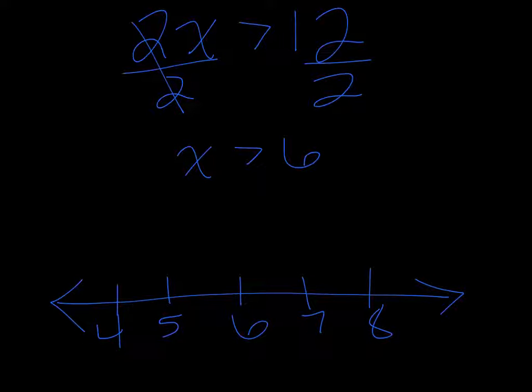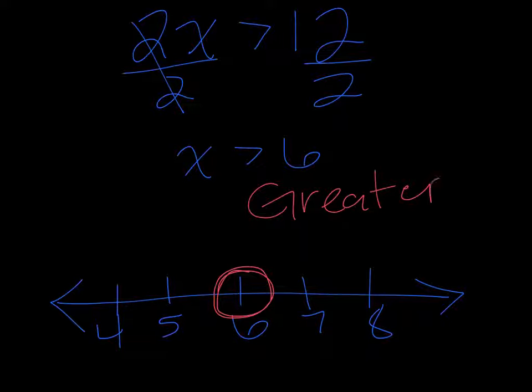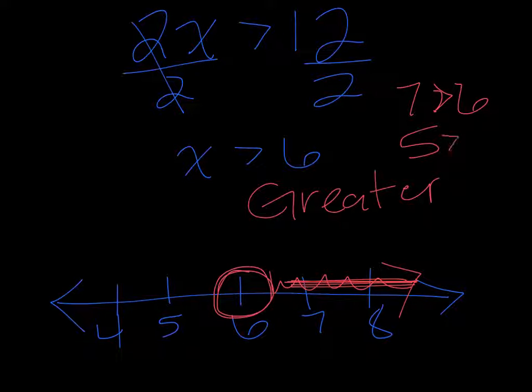And we're still going to use an open circle this time because of our sign. So we're going to put an open circle on 6, but since it's greater than, we're going to shade the numbers that are bigger than 6. So we're going to shade this way. So again, we can check our solution. So 7 is greater than 6, and that's the way we shaded it. But if we plugged in 5, 5 is not greater than 6, so that one would not work.